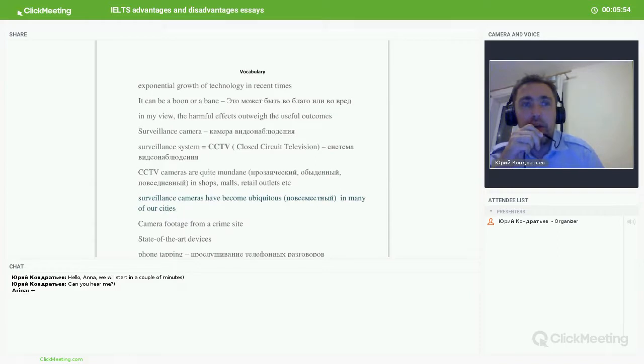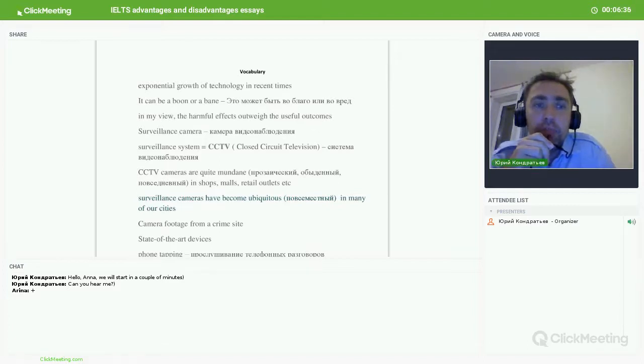First of all, let's get to know some useful vocabulary that can be used in writing this type of essay. These are the ideas and expressions that are useful. For instance, you can mention the exponential growth of technology in recent times. Or alternatively, you can say technology has been growing exponentially in recent years. Then there is an idiom. You should be careful with idioms when you write an IELTS essay, but this one is okay: it can be a boon or a bane.